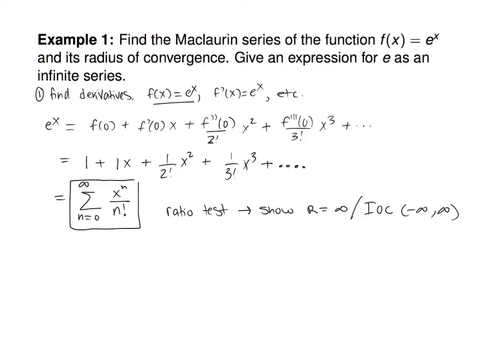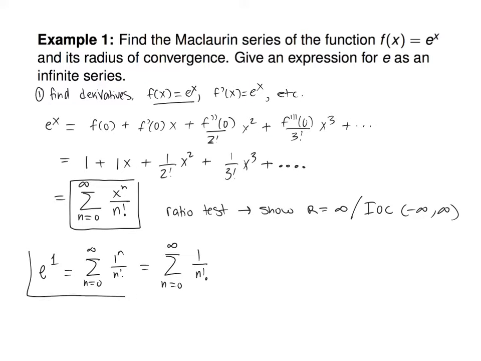And a cool thing you can do now, if you want to give an expression for e as an infinite series, e to the first is equal to this series with 1 plugged in for x, because 1's been plugged in for the x spot. So that's the sum from n equals 0 to infinity of 1 to the n over n factorial, or the sum from n equals 0 to infinity of 1 over n factorial.